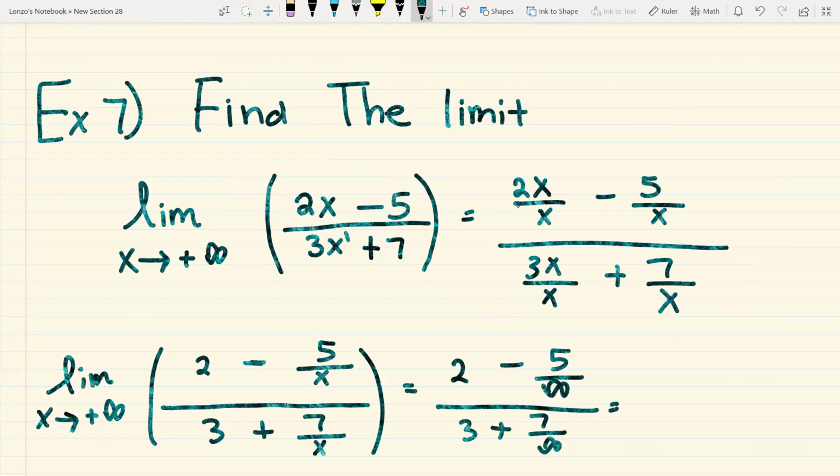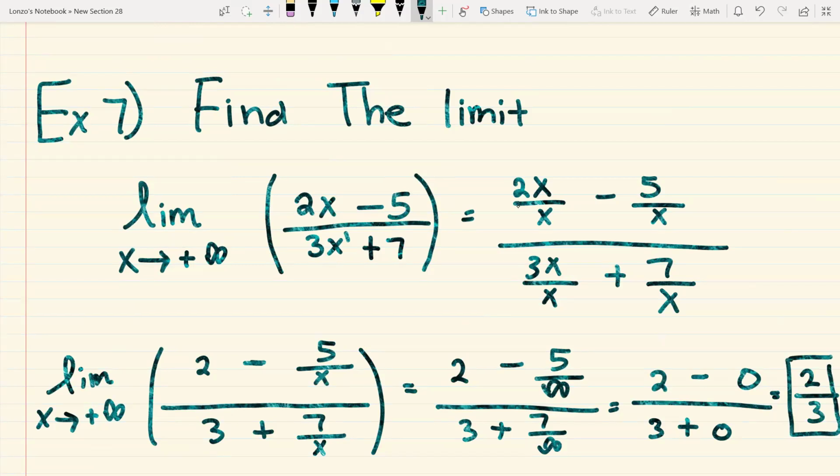Okay, so this is 2, and then minus, what's 5 over a very large number? It's 0. And then on the bottom, it's 3 plus, what's 7 over a very large number? It's also 0. Okay, so on the numerator, 2 minus 0 is 2. And then on the bottom, 3 plus 0 is 3. That works because 2/3 is technically a real number. So your final answer is 2/3. Okay, so this one wasn't too bad.